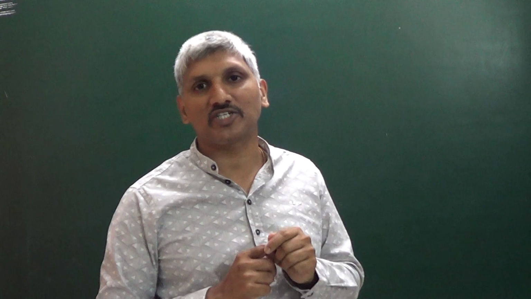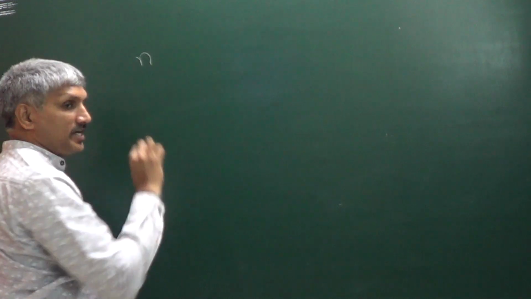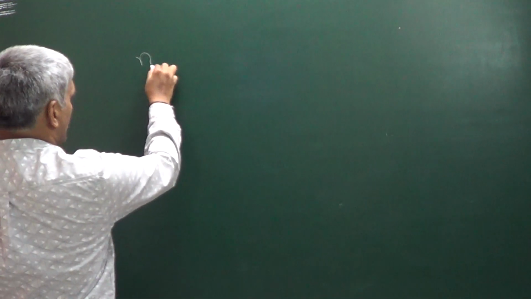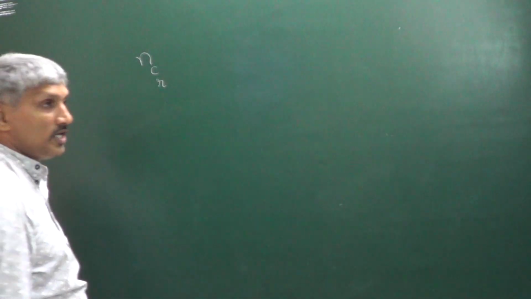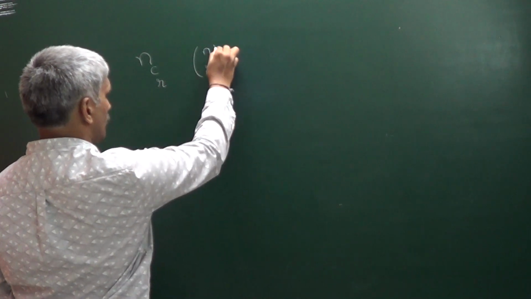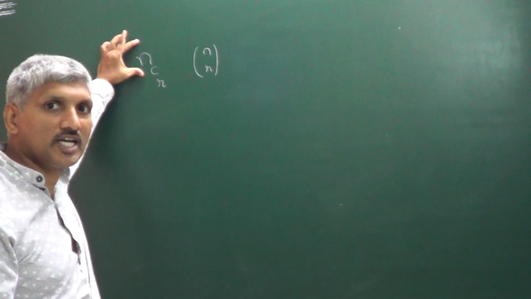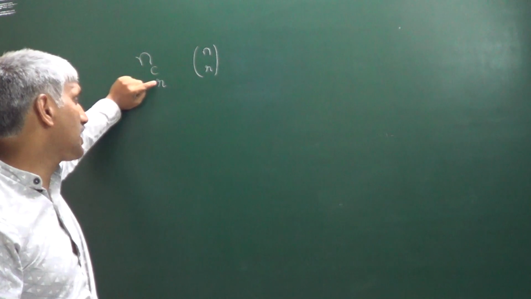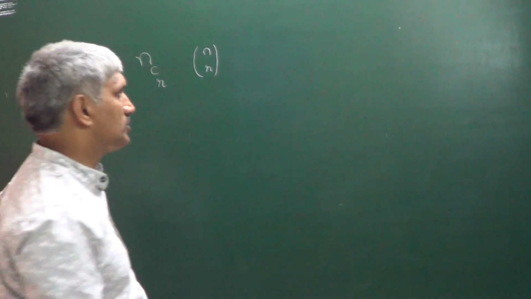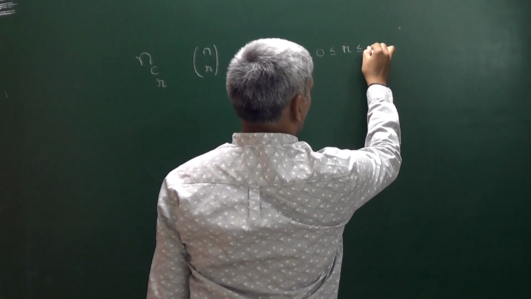Each of the different selections that can be made by taking some or all of n distinct objects is called a combination. The number of combinations of n dissimilar things taken r at a time is denoted by nCr. The same we can also write in this way. The number of selections of n different objects taken r at a time is denoted by nCr, where 0 is less than or equal to r, which is less than or equal to n.